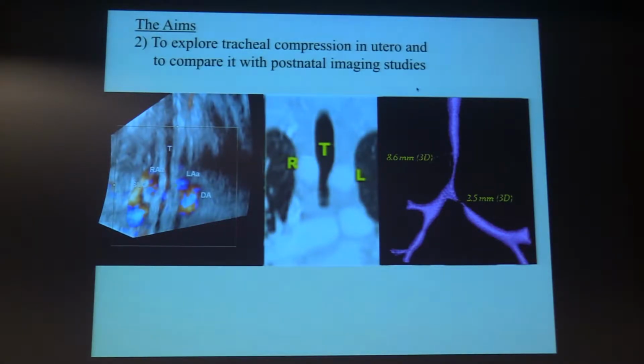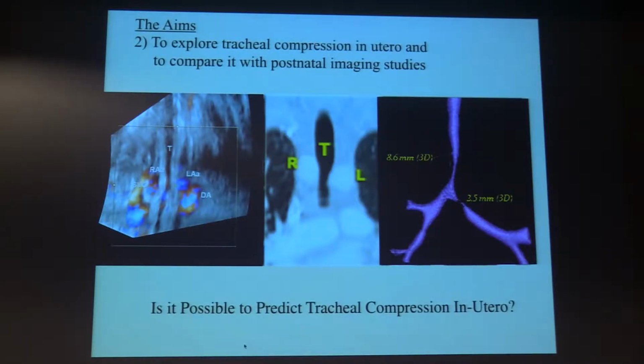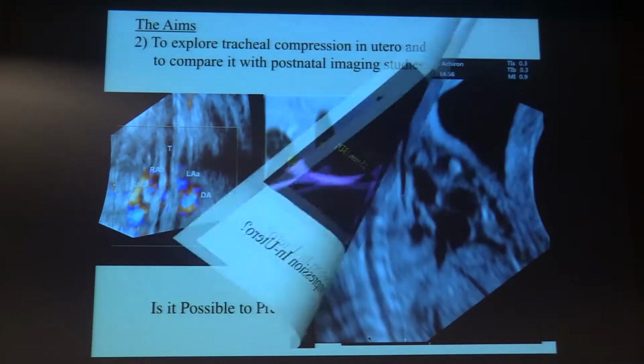As I said, the manifestation in neonates with true ring is mainly a compression of the trachea manifested by early stridor, and we wanted to identify those cases who will need emergent surgery after delivery or not. And we asked ourselves if it is possible to predict tracheal compression in utero.